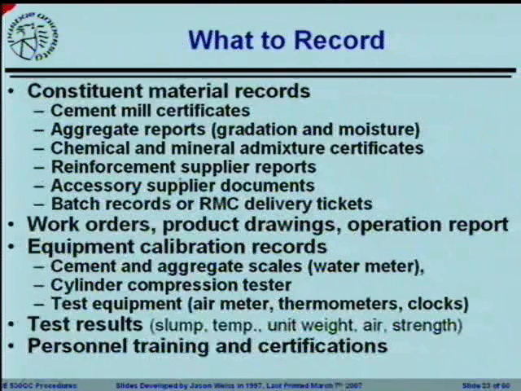Now, as we ended, we said, what are some of the things that you should be recording? I think one of the most important things that a quality control person is really charged with doing is keeping incredibly good records on the materials that are coming in, on all of the equipment that they're using. So some of the materials that you'll be keeping records on are cement mill certificates that are coming through, keeping a copy of those with each truck of cement that comes through, aggregate reports including gradation information and moisture from your supplier.